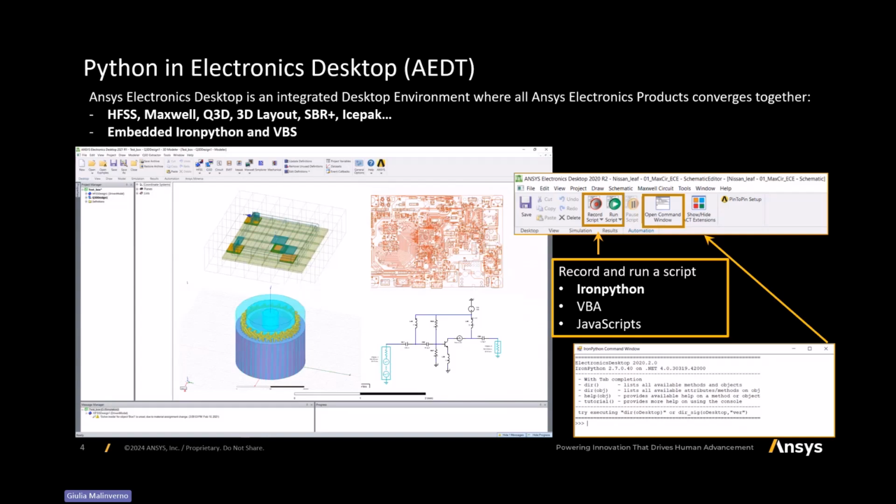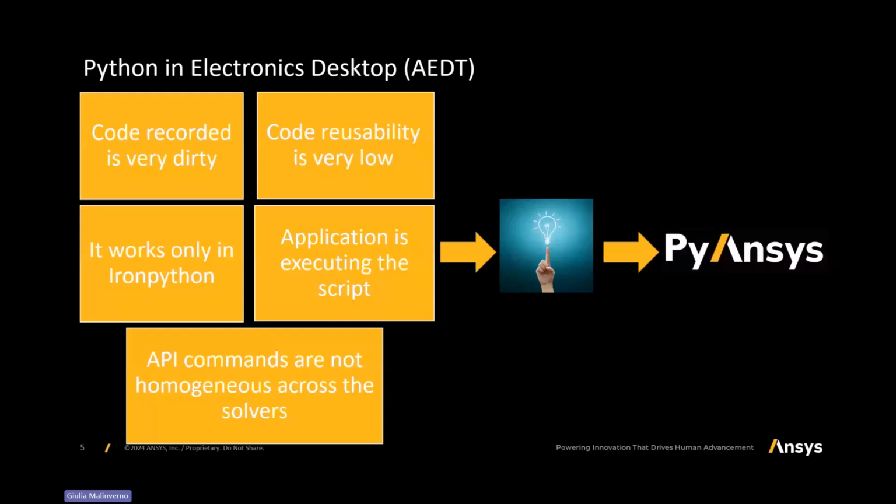And AEDT integrates a complete application programming interface, the so-called API, which enables most of the interface commands. In fact, there's the possibility, as you can see here in the screenshot on the right, to run and record a script that can be recorded either in IronPython or as a VBS script. But AEDT scripting has some limitations, as already said.